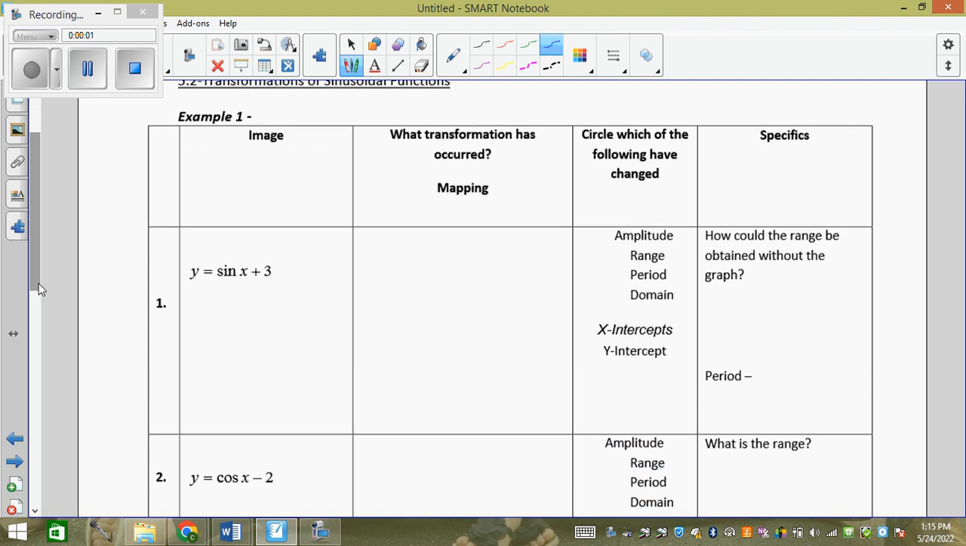So, crazy thing. A is the vertical stretch. B is the horizontal stretch. They're the reflections. C is your horizontal translation. D is your vertical translation.